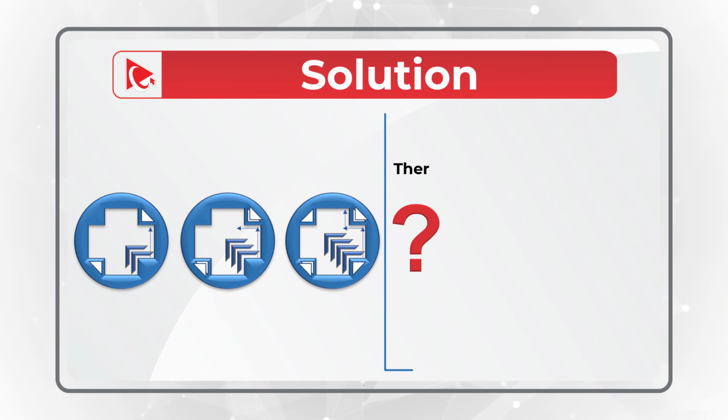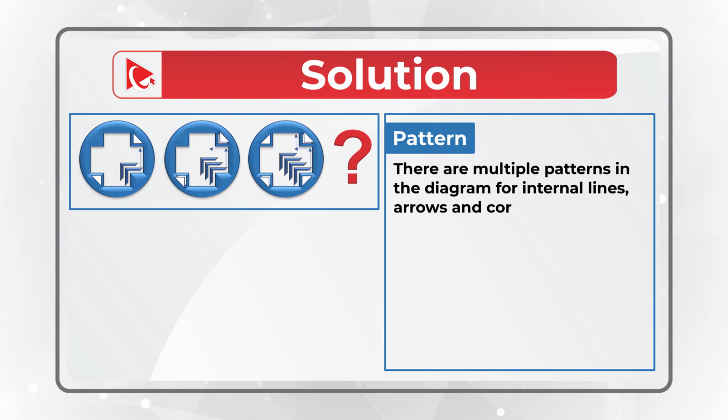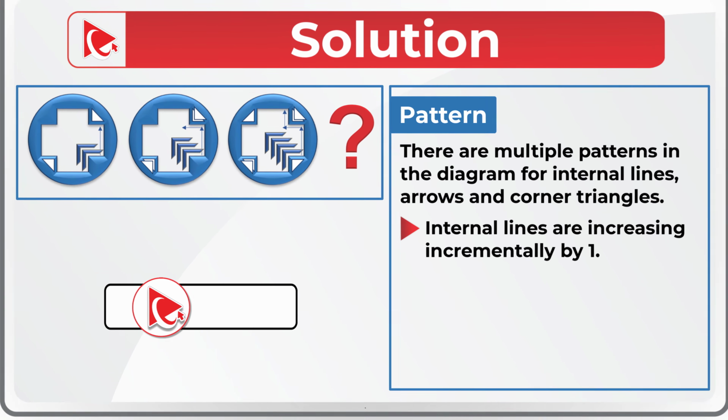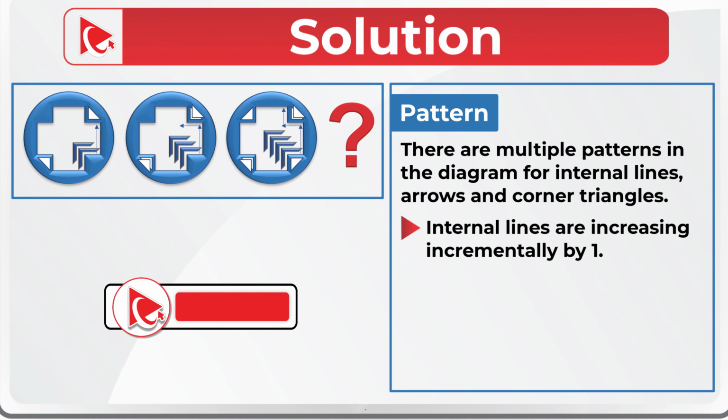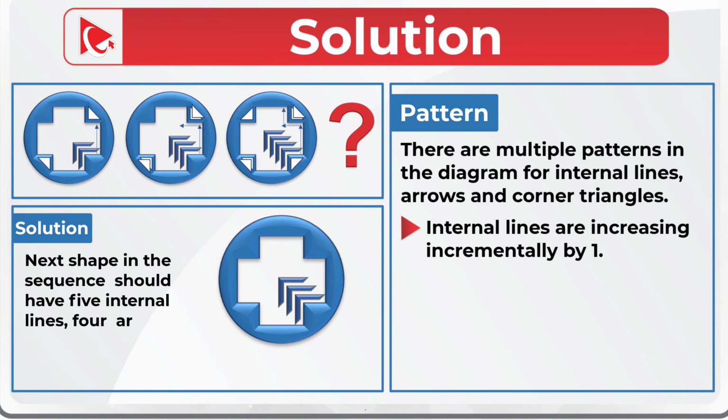And there are multiple patterns in this diagram for all of these objects, for internal lines, for arrows, and for corner triangles. For example, internal lines are increasing incrementally by 1. If we look at the original sequence, we see that the first object has 2 internal lines, next one has 3 internal lines, and the object following it has 4 internal lines, which means that the next object in the sequence should have 5 lines.